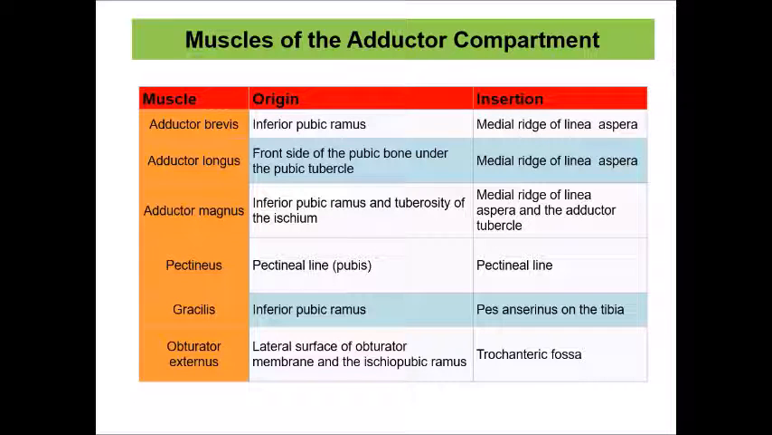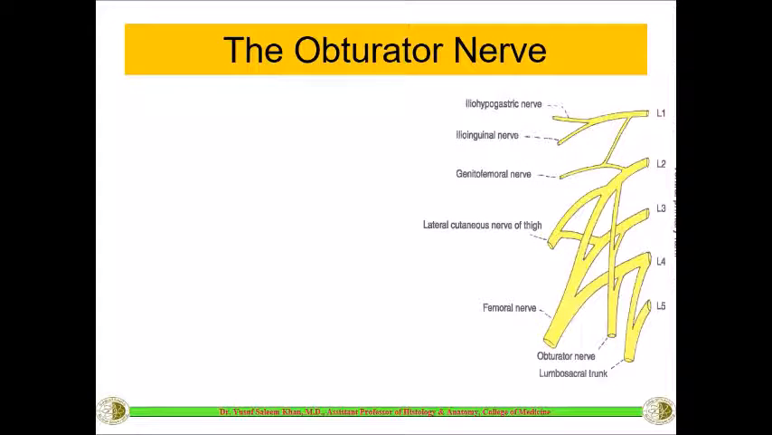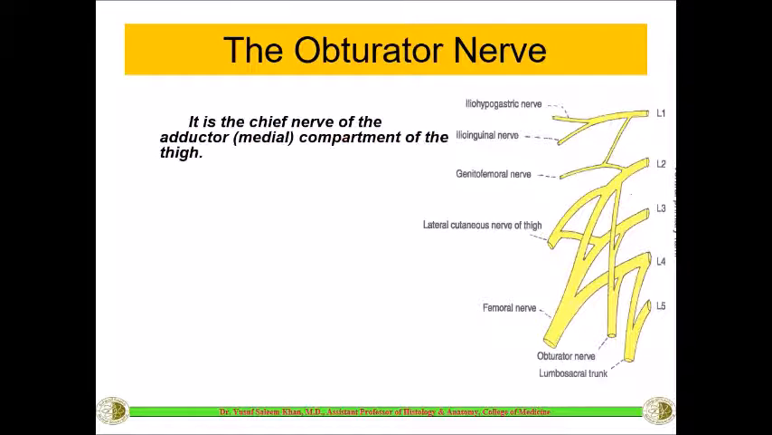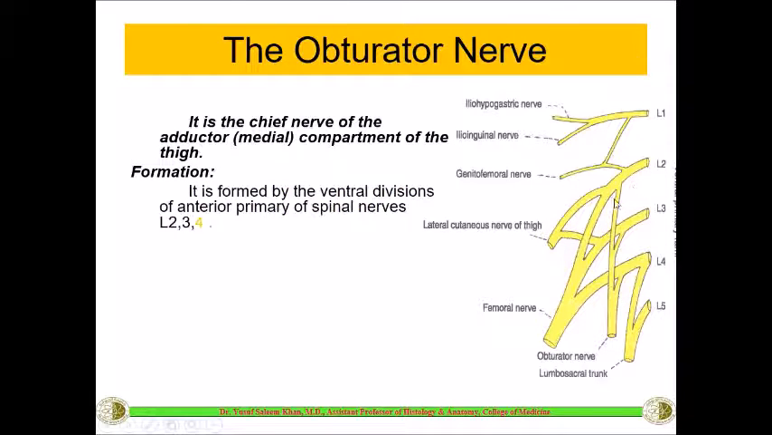So this is about the origin and insertion of this muscle, and you already know the nerve supply is by the obturator nerve, and the action is the adduction of the thigh. Now coming to the obturator nerve, which will be supplying this compartment, that is the adductor compartment. So the obturator nerve, as I said, is the chief nerve of the adductor compartment or the medial compartment of the thigh. And the formation, you can see here, this is the picture which shows the formation.